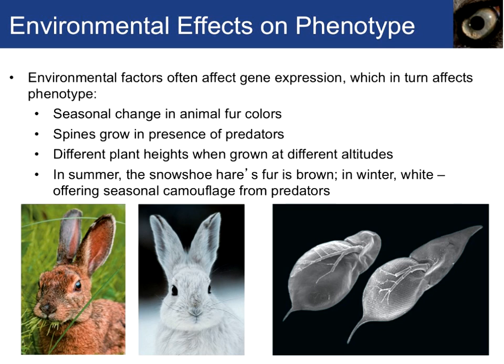Environmental factors can also affect gene expression, and this in turn affects the phenotype. This can include seasonal changes in animal fur colors. The color of the snowshoe hare's fur varies by season, as you can see in the pictures. In the summer, the hare's fur is brown. In the winter, it turns white. This gives the appropriate camouflage of the fur against predators.